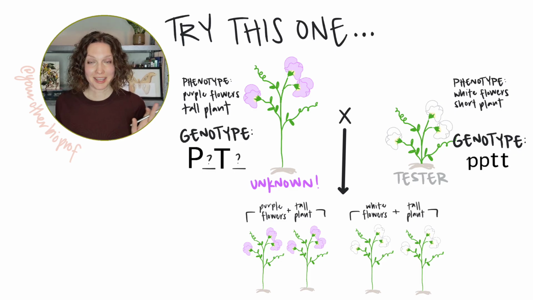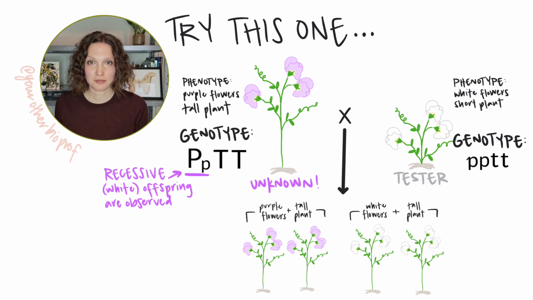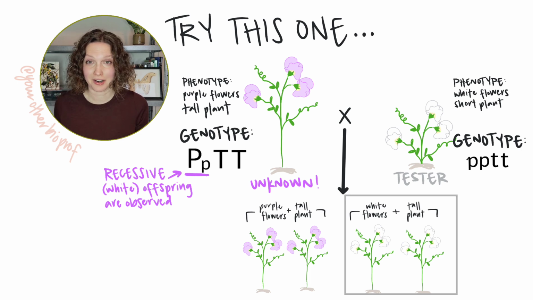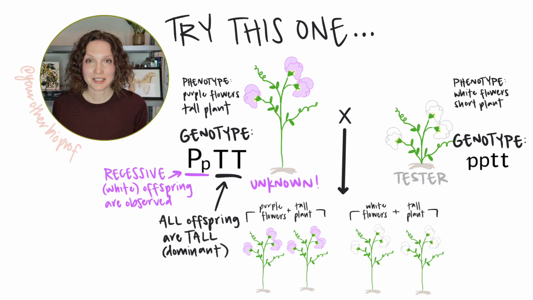Our mystery genotype is big P, little p, big T, big T. So our mystery parent was heterozygous for flower color. Those white flowered offspring had to have inherited a second white allele from somewhere. And homozygous dominant, true breeding, for plant height. And here's a quick tip for you.